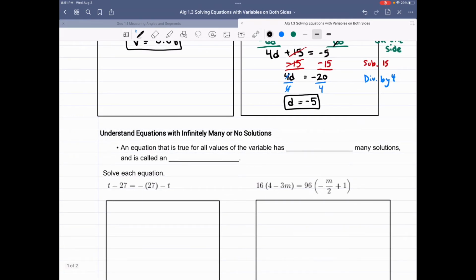Understand equations with infinitely many or no solutions. An equation that is true for all values of the variable has infinitely many solutions. Does that make sense? It is called an equality. So what does that look like?